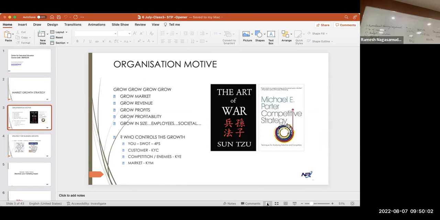So what does growth mean? Growth means that I should grow my market. I am today a 10 crore company. I want to become a 15 crore company. Simple as that. In a 10 crore company, I get 1 crore profit. I want to be a 15 crore company. I want to get 5 crore profit. I want higher profitability. And eventually man needs power. And man also has, what is the highest level on Maslow's pyramid?